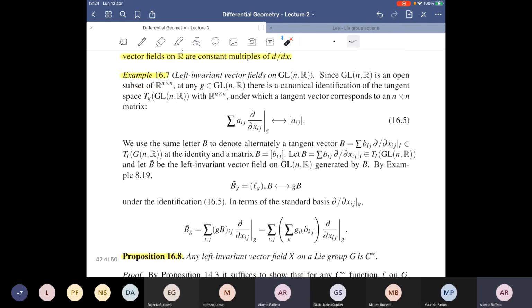And in a similar way, you can show that left invariant vector fields on the general linear group are given in this way. So just identify the vector field with matrices, and it is generated by the matrix. So if you consider a tangent vector at the identity, it can be identified in a natural way with a square matrix in GL(n, R). And so you will get a correspondence in this way.